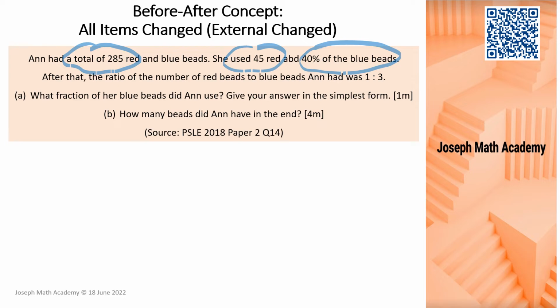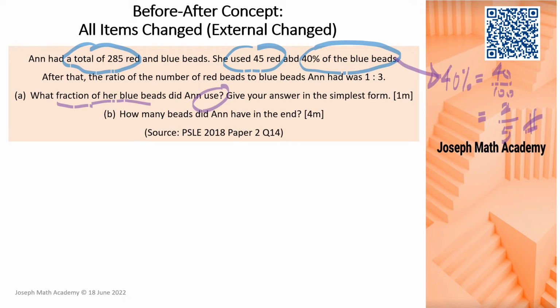Part A: What fraction of the blue beads did N use? Which is actually here. N used 40% of the blue beads. So 40% can be converted to a fraction, which is 40 out of 100, very easily. This is just a conversion between 2 topics, percentage and fraction. So 40% is the same as 40 out of 100, and it should be simplified to 2/5. Okay, part A is solved.